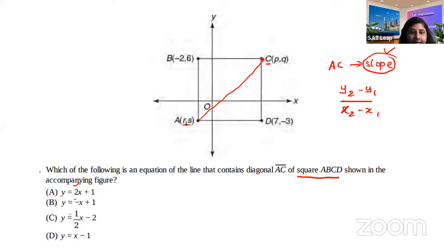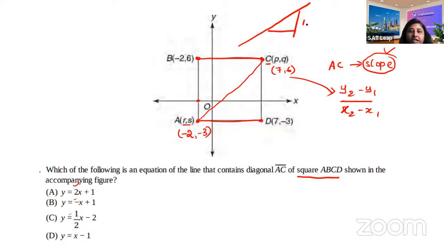If I take the A coordinates, the x coordinate of A and the x coordinate of B are the same, right? -2 is going to be the R value. S value is equal to the y coordinate of D, which is -3. Similarly, P is the same as the x coordinate of D, which is 7. Q is the same as the y coordinate of B, which is 6. Applying that will give you the slope, and then you can answer the question. Another way to solve this question: slope is nothing but what? Change in y with respect to change in x. Correct?